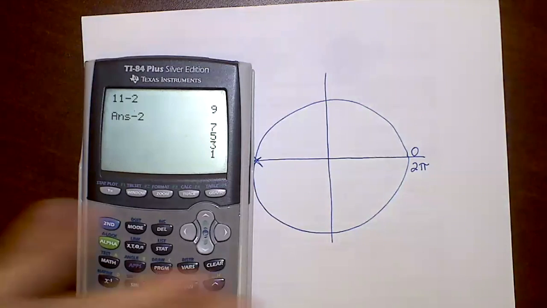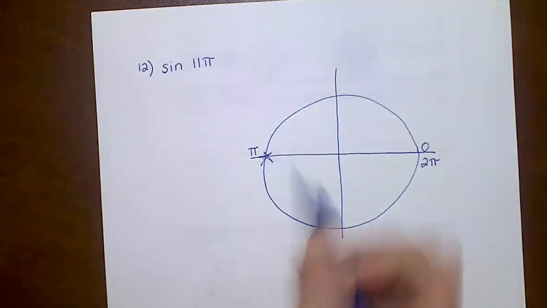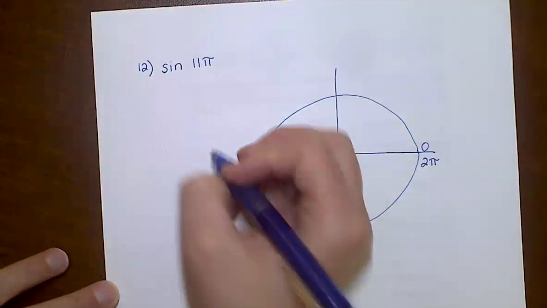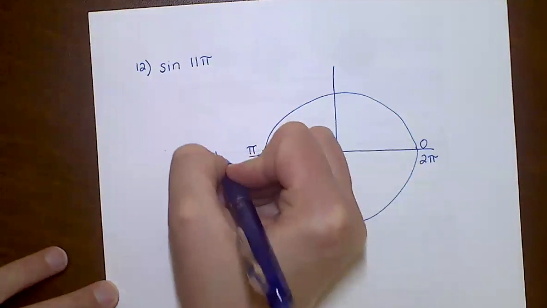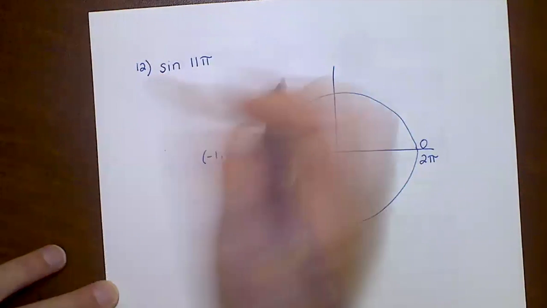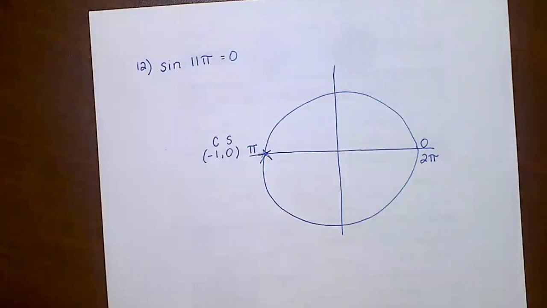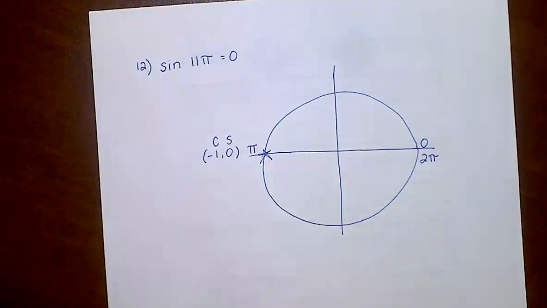If we're at 11 pi, if we're here, what are the coordinates at this point right here? Negative 1, 0. Yep. And then this one wanted the sine, so that would be the 0. So I would say sine of 11 pi equals 0. Does that make sense? Okay, any others from that mixed review?